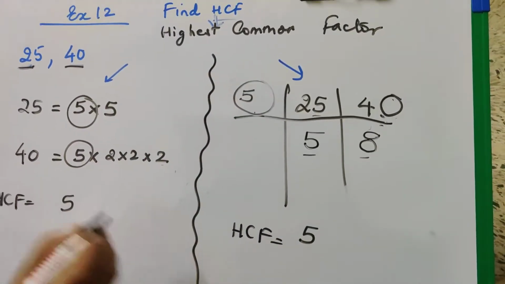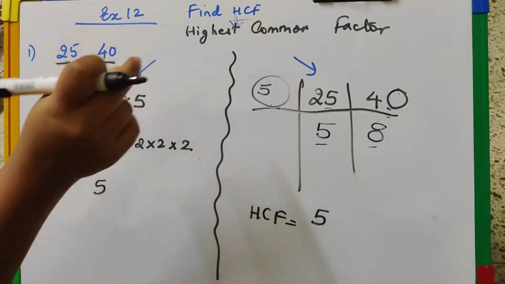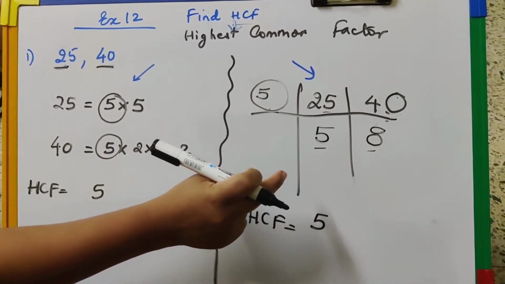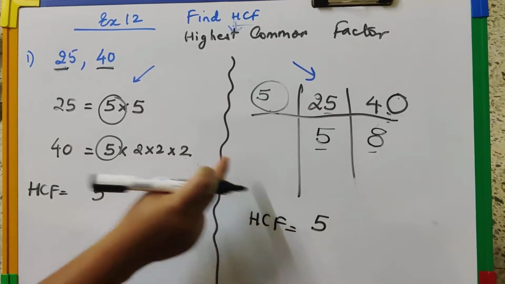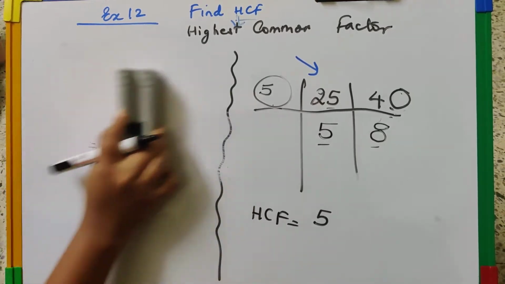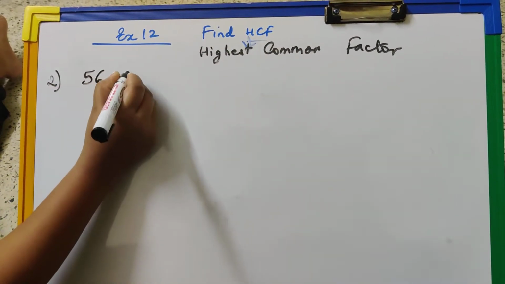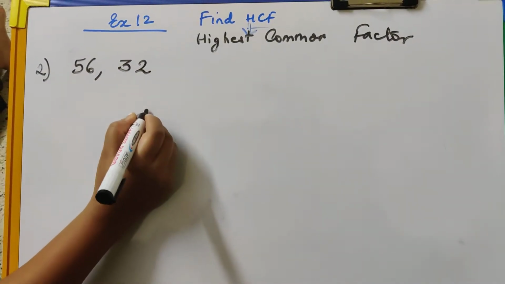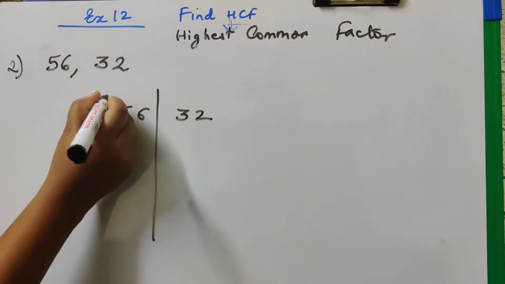So these are two methods. Please check which method you find easier. I would always prefer you using something like the vertical method. It's easier. Okay, let's go with the second sum. Let's take the second sum, 56 and 32. I'll stress on using the vertical method so that you find this easier.